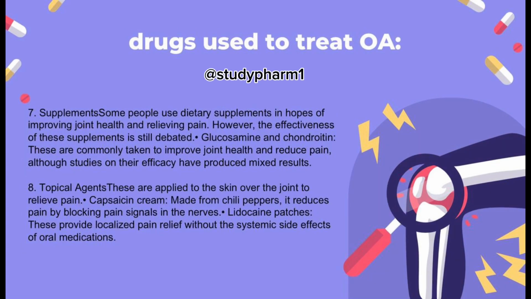7. Supplements. Many people use dietary supplements in hopes of improving joint health and relieving pain. However, the effectiveness of these supplements is still debated. Glucosamine and similar supplements are commonly taken to improve joint health and reduce pain, although studies on their efficacy have produced mixed results. 8. Topical agents. These are applied to the skin over the joint to relieve pain. Capsaicin cream. Made from chili peppers, it reduces pain by blocking pain signals in the nerves. Lidocaine patches. These provide localized pain relief without the systemic side effects of oral medications.